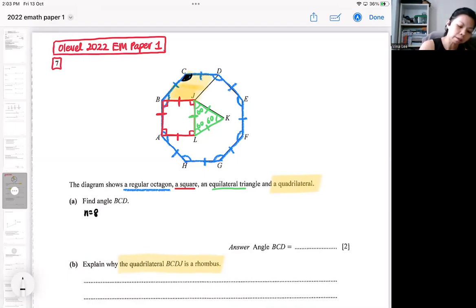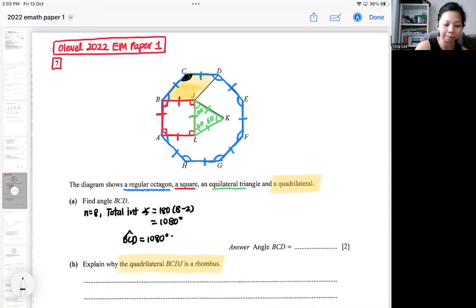Octagon is 8 sides. Find the total interior angle. So this should be quite easy. But that is provided you already processed the shapes. If you don't process the shapes, you'll find that you don't even know where the shapes are that they are talking about. So you have a 135. There will be a lot of 135 around you. So don't forget, all the blue interior angles are actually 135.